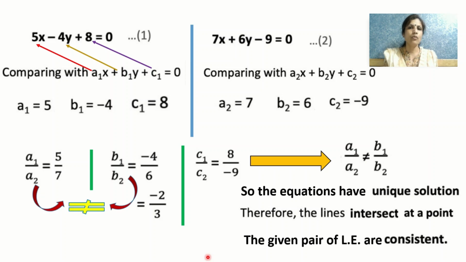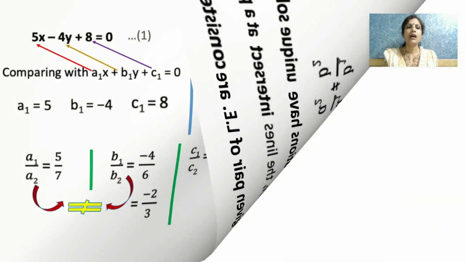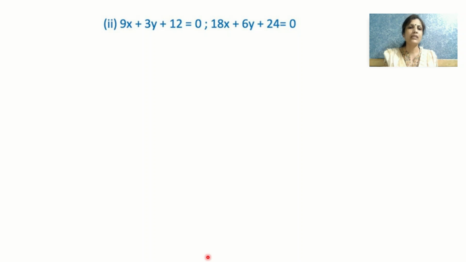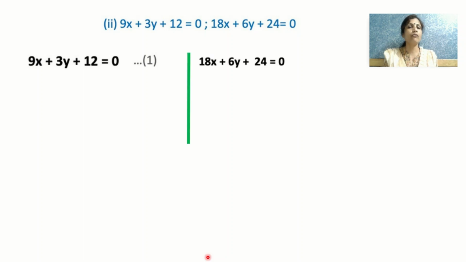So let's move towards the next sum. Our next sum is this. We'll consider 9x plus 3y plus 12 is equal to 0 as equation 1, and 18x plus 6y plus 24 is equal to 0 as equation 2.